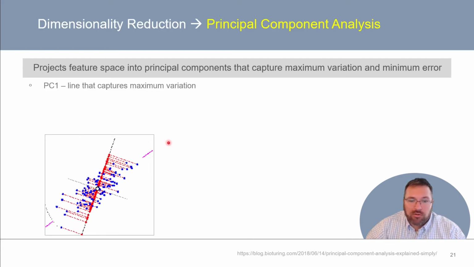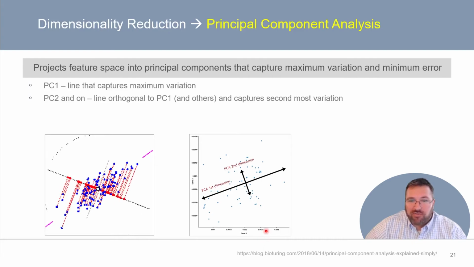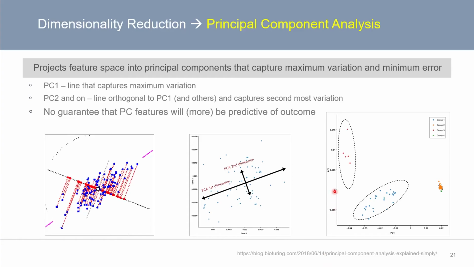as a whole. The second principal component, or PC2, is a line that's orthogonal to PC1 in n-dimensional space that captures the second most variation in the dataset. We can see principal components 1 and 2 in this figure, illustrating gene expression of 2 different genes across a set of patients. While it is possible for principal component analysis to help separate out outcomes, since this is unsupervised learning, there's no guarantee or even a strong expectation that principal component features will be more predictive of outcome.